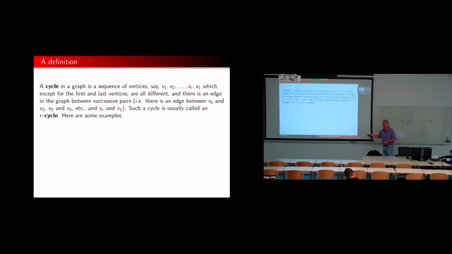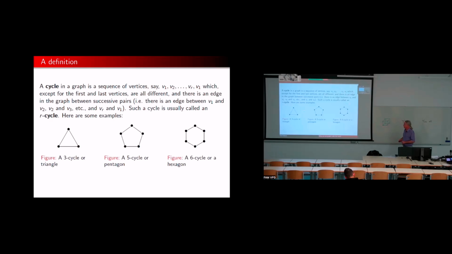Let me give you some examples, and I think this will sort of clear it all up. So on the left, I have a 3 cycle. So you might think of this top vertex as being V1, V2, V3, V1. The next one over is a 5 cycle. We also call that a pentagon, sort of in the obvious way.